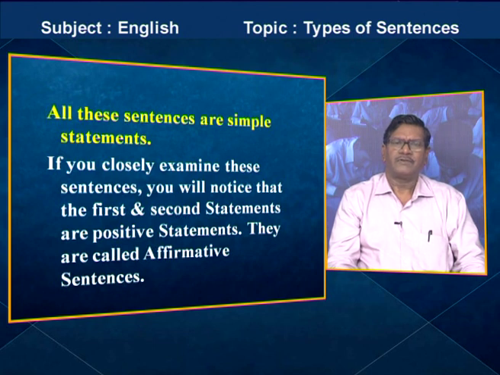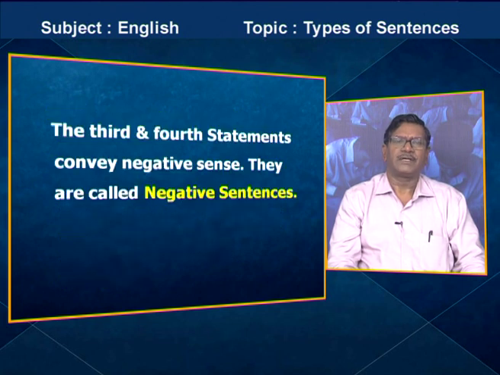If you closely examine these sentences, you will notice that the first and second statements are positive statements, and they are called affirmative sentences. So, affirmative sentences are nothing but positive statements. Similarly, the third and fourth statements convey negative sense. So, there is negativity. They are called negative sentences.